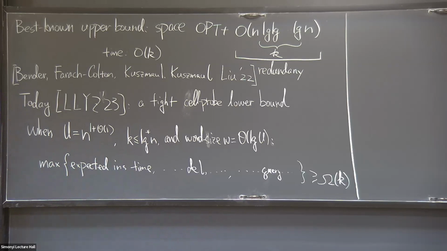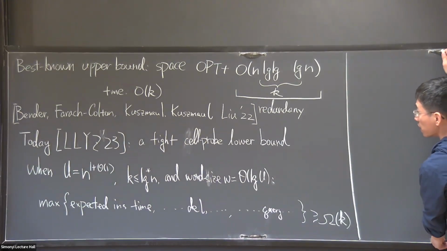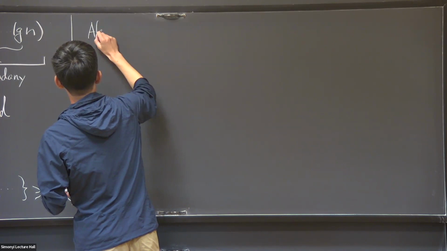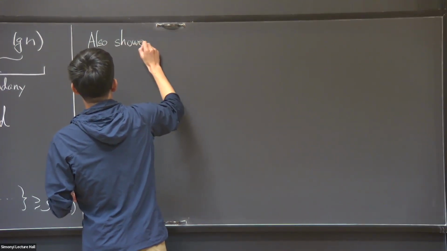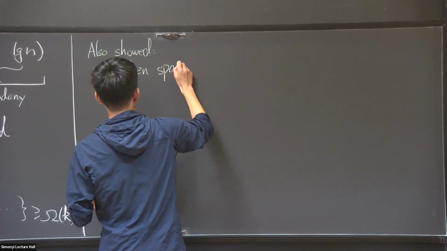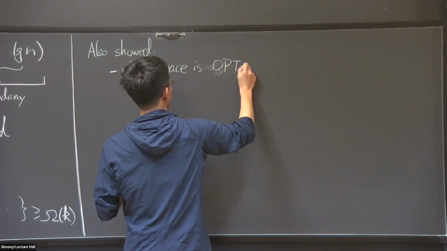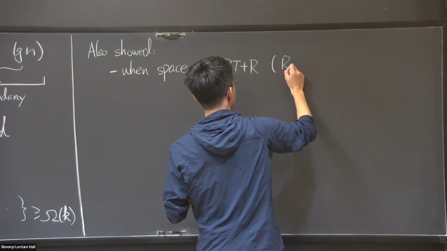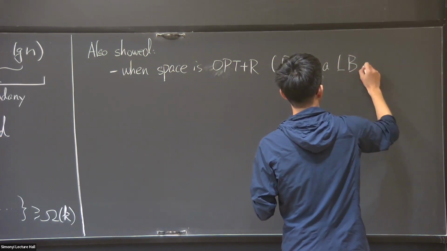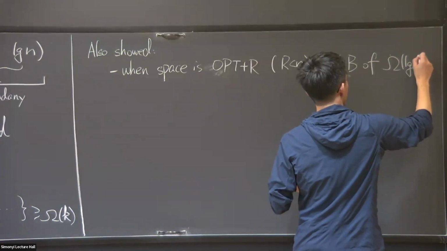So these will be the results that I will focus on today. But let me also mention that in the same paper, we also proved a lower bound when the redundancy is less than n. We showed that when the space is opt plus r, for r less than n, there is a lower bound of omega of log n over r.